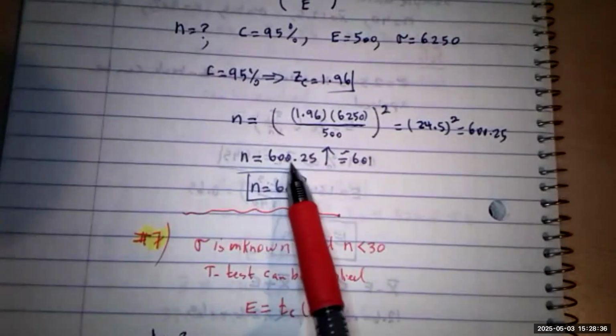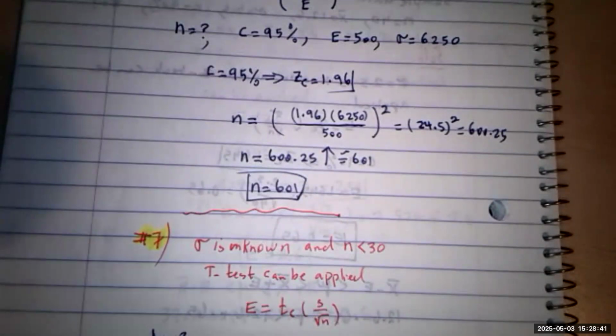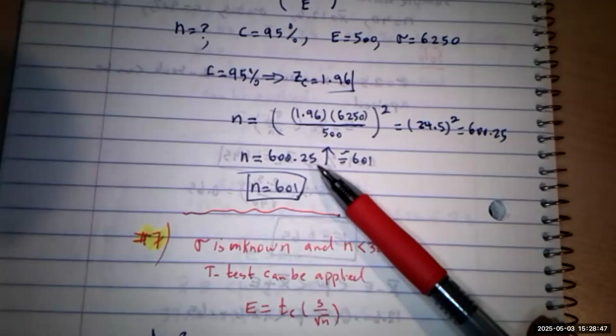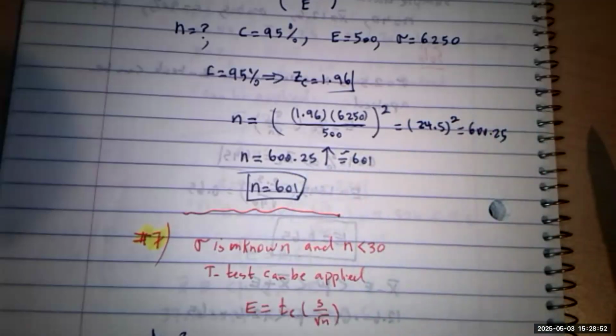And you are going to round this number because this is going to be the number of people. When you have a number of people, you cannot have any decimal number. We always round it up. So that was 600.2, and you round it up, you get 601. So this problem is easy.